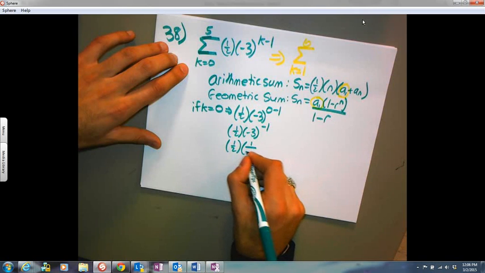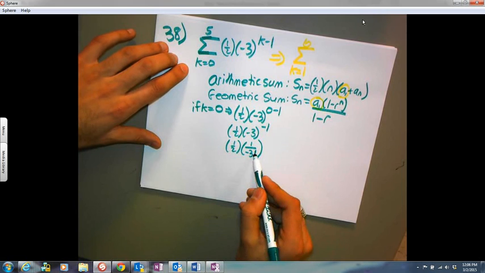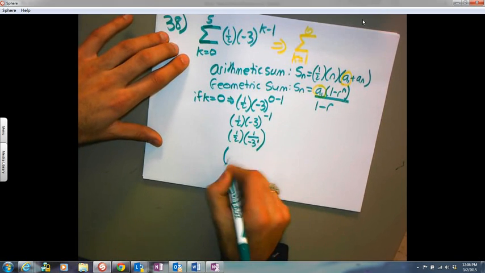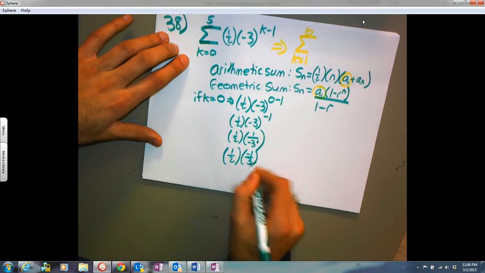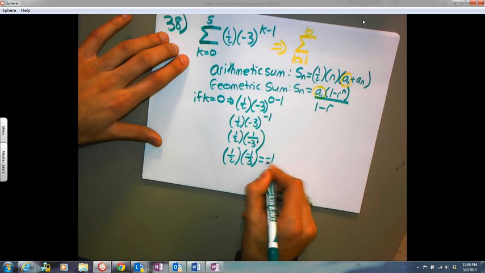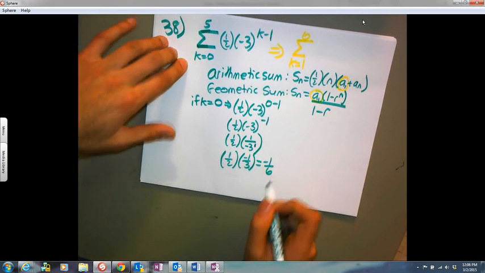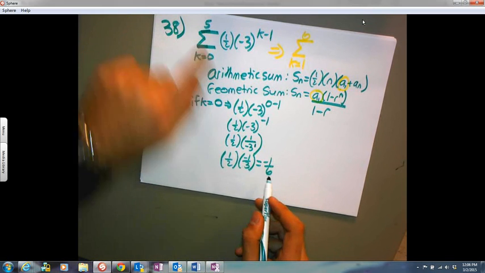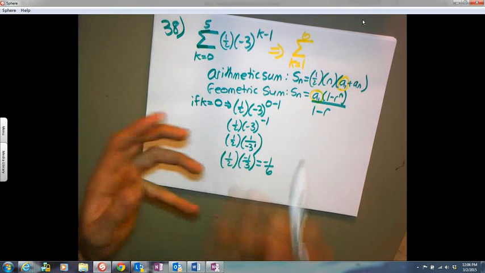Divided by negative 3 to the first power. Remember, the negative exponent comes downstairs and becomes positive. So in the final analysis, we have 1/2 times negative 1/3, which is negative 1/6. So when I plugged in 0, I got negative 1/6, which was the first thing I'm going to add.